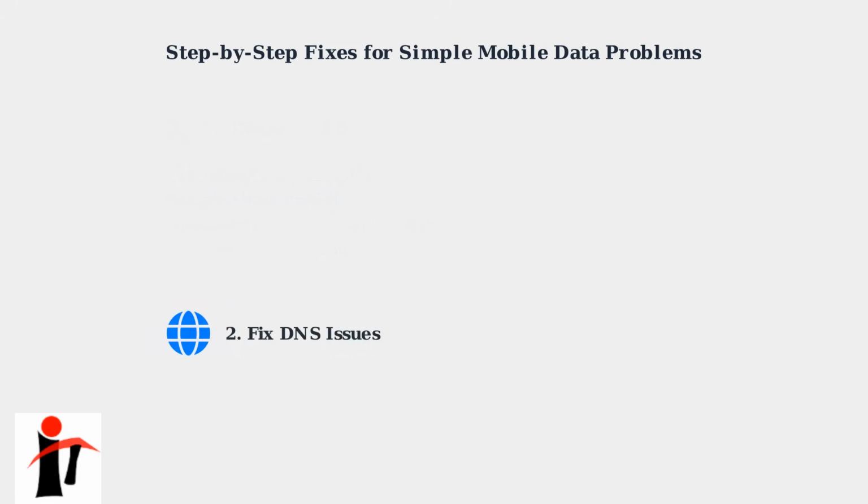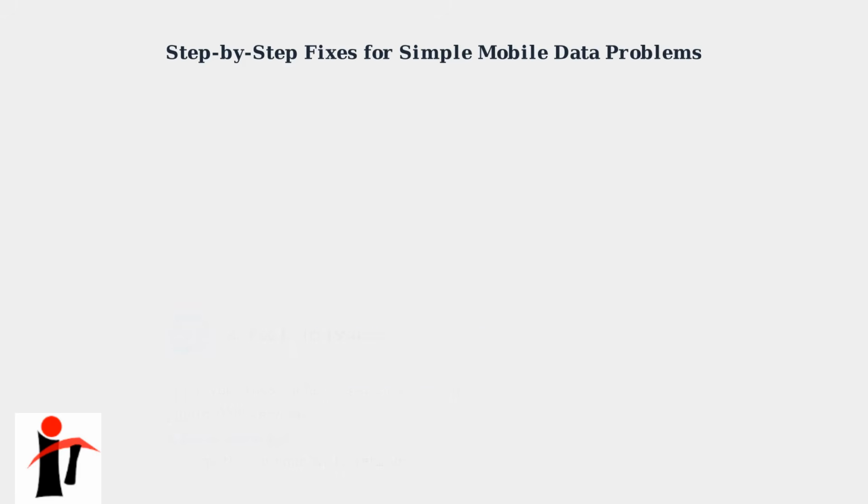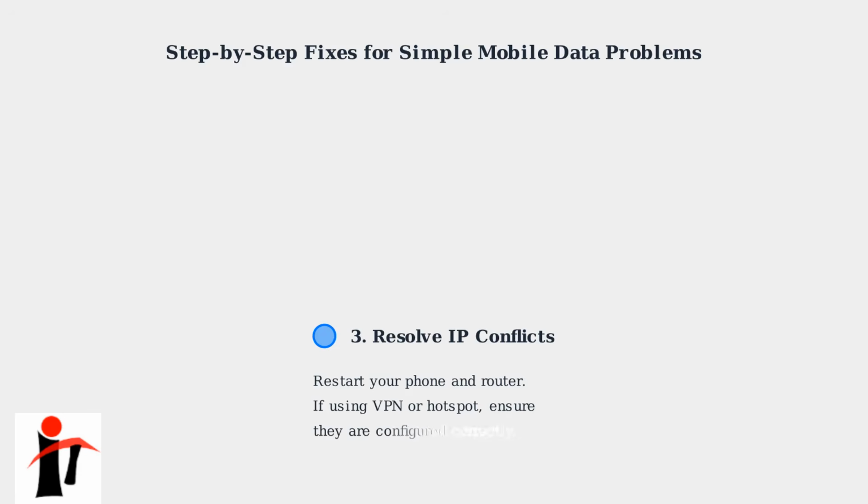Next, try flushing your DNS cache or switching to Google's public DNS servers, 8.8.8.8 and 8.8.4.4, in your Wi-Fi settings if the issue persists on Wi-Fi. For IP conflicts, try restarting your phone and router. If you're using a VPN or hotspot, ensure they are configured correctly.